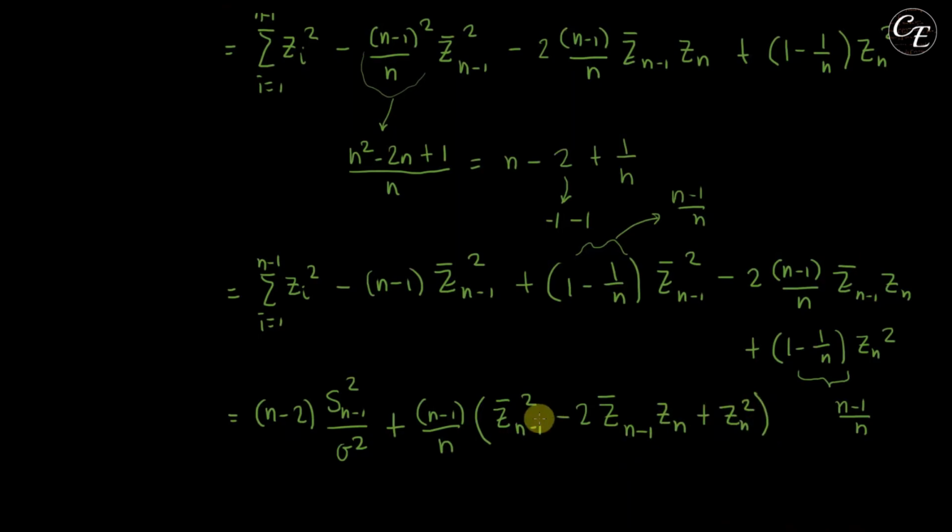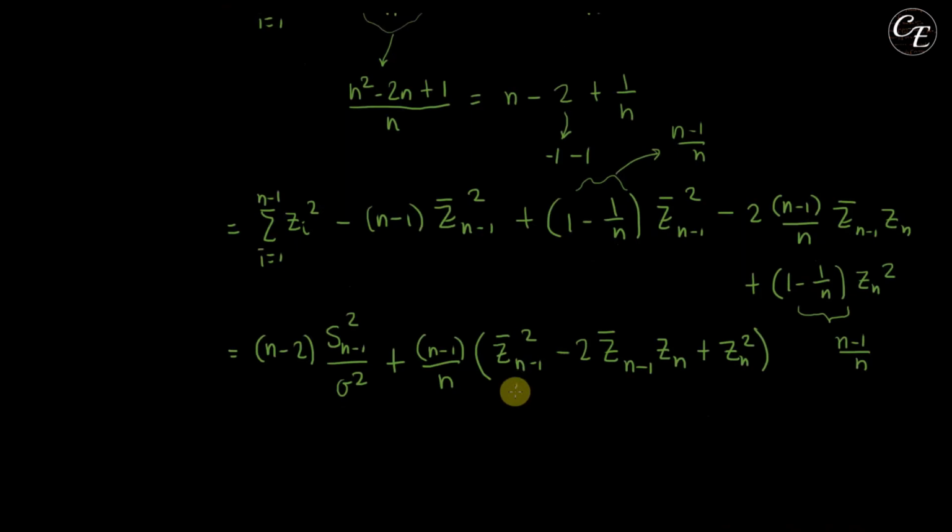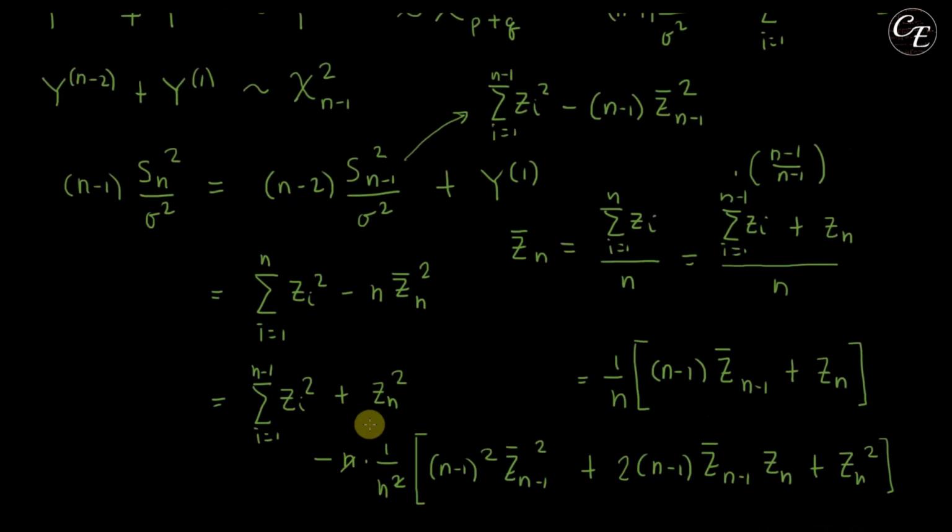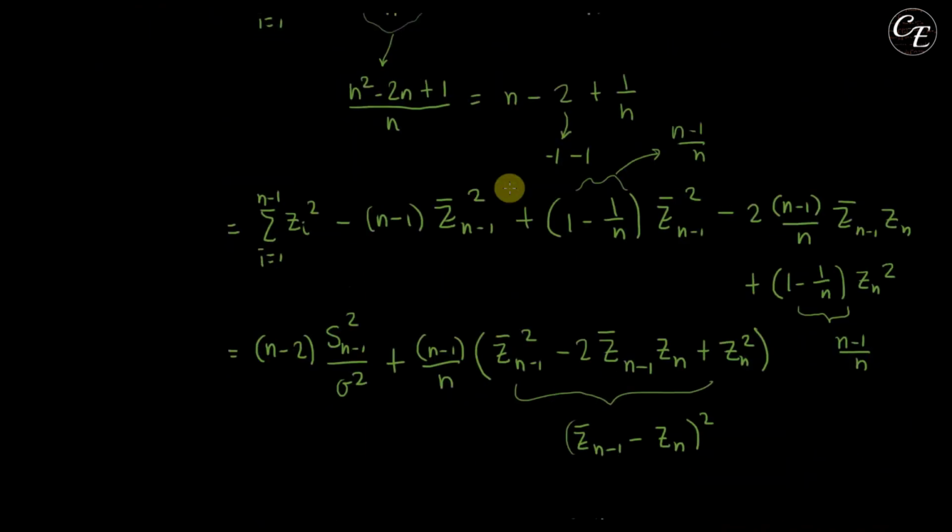And then observe that it is a perfect square, so we have this one as z bar n minus 1 minus z sub n, squared. Now what we are trying to prove is that this one, which is the same with below, is equal to this one plus a term which has a chi-square distribution with 1 degree of freedom. So we need to prove that these terms in here have a chi-square distribution with 1 degree of freedom.